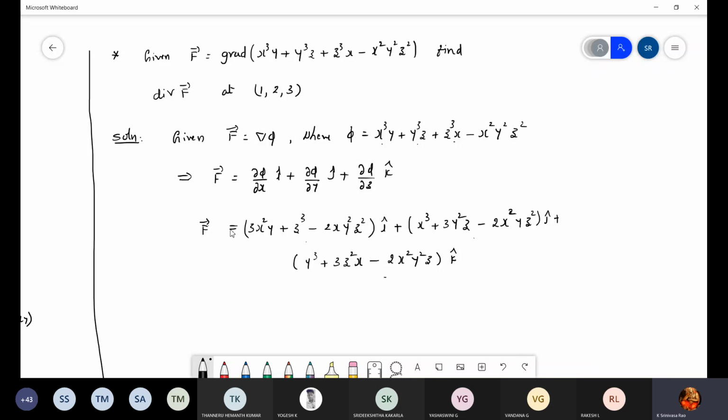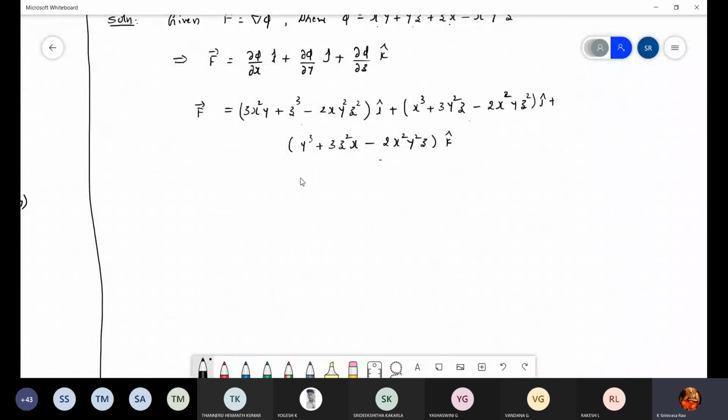Since this equation is very lengthy, curl is not asked. If they ask, you just follow the procedure for how to calculate curl f. Now consider div f, nothing but del dot f, that is equal to the formula dou f1 by dou x plus dou f2 by dou y plus dou f3 by dou z.